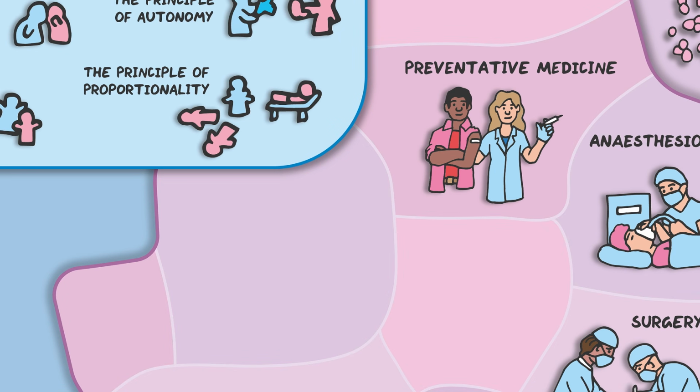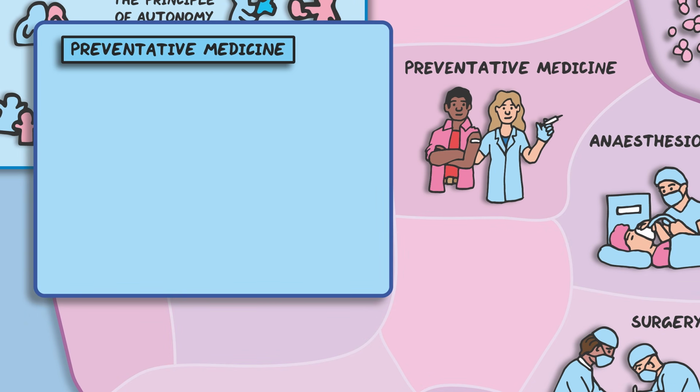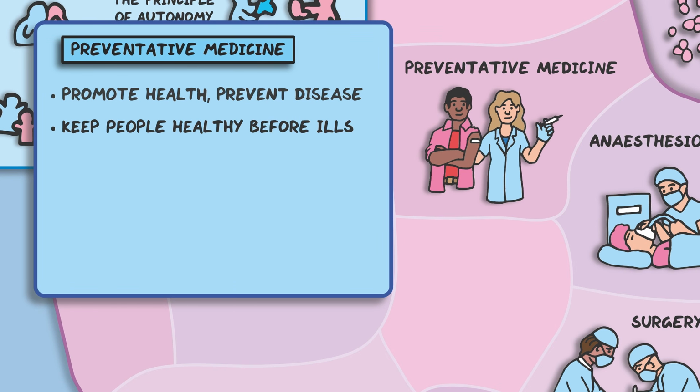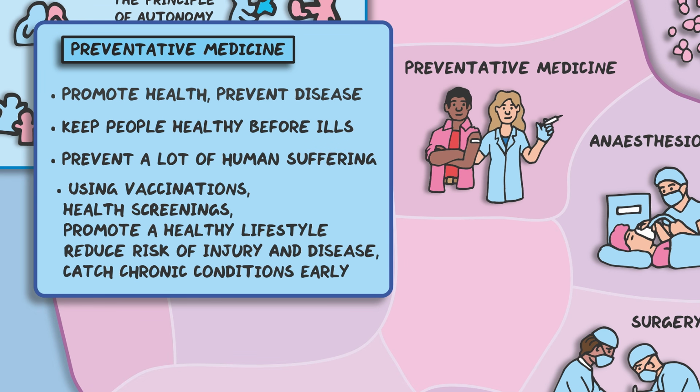Getting regular checkups from your doctor is a form of preventative medicine, which is the medical specialty that focuses on promoting health and preventing disease, to try and keep people healthy rather than just treating them when they become ill, to simply avoid a lot of human suffering from happening in the first place. Strategies include vaccinations, health screenings, and promoting a healthy lifestyle to try and reduce the risk of disease or injury, and catching chronic conditions early when they're more manageable.